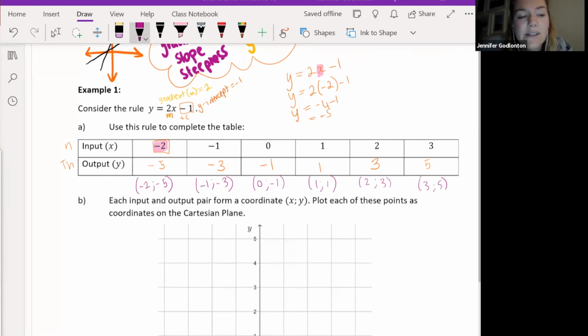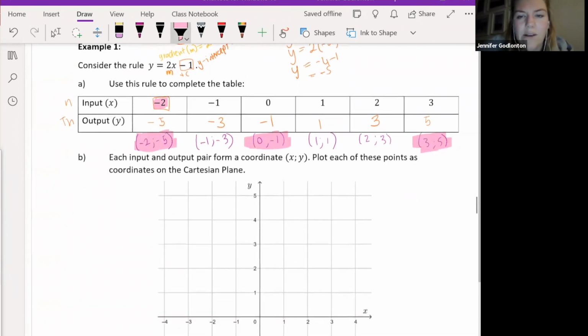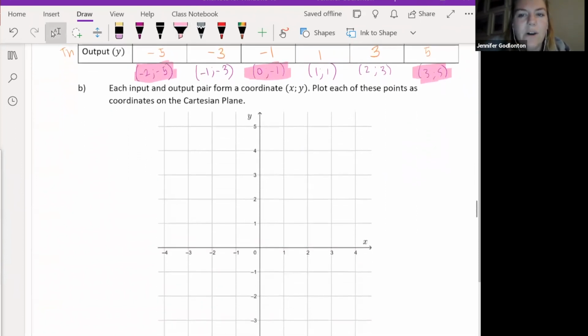Now you can use the same Cartesian plane that you drew earlier. You don't have to draw a new one, but I would like you to plot these 3 points. So -2 and -5, 0 and -1, and 3 and 5. So plot those 3 points on your Cartesian plane. And then we're going to chat a little bit about what we are seeing. So you can use the same plane. You don't need to draw a new one, so it doesn't need to take too long. And then plot those 3 points and let me know how it goes.